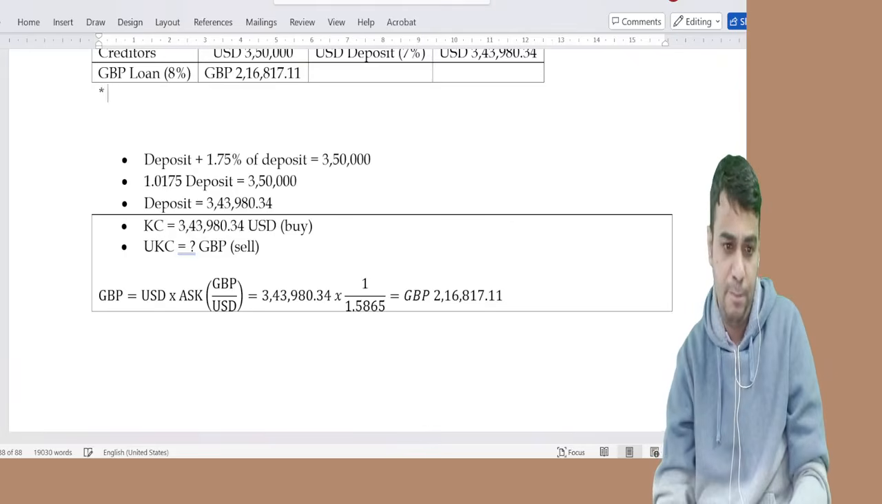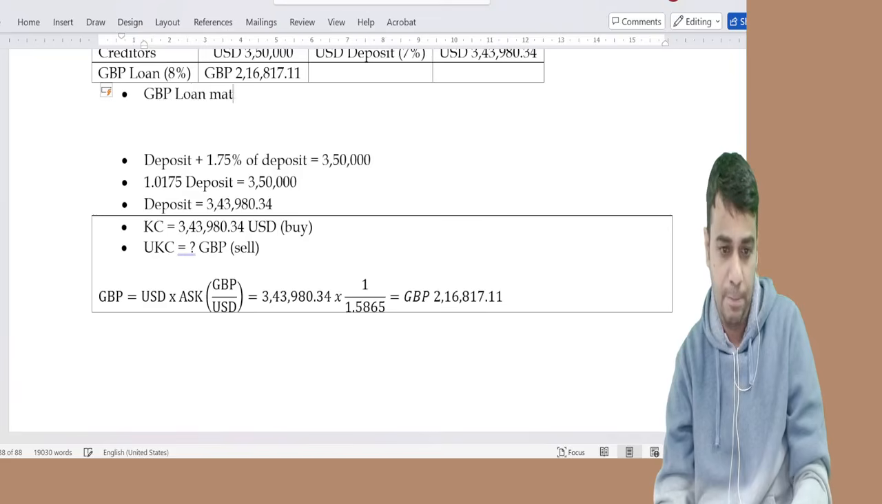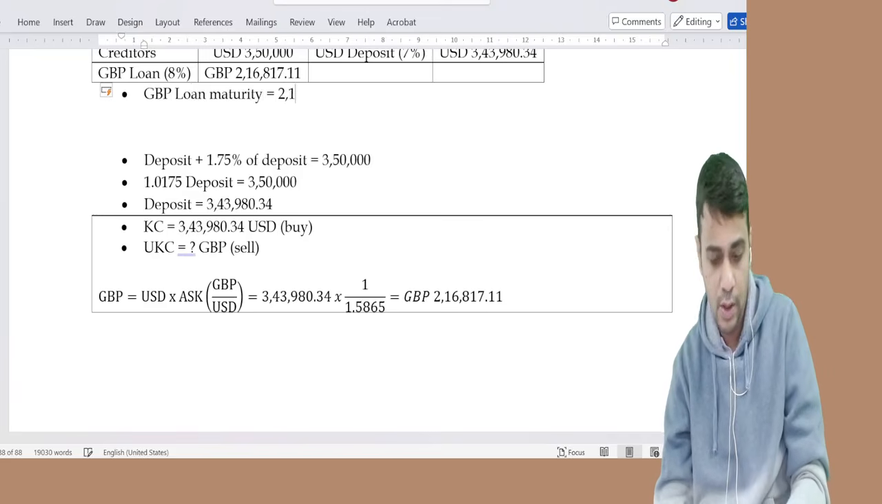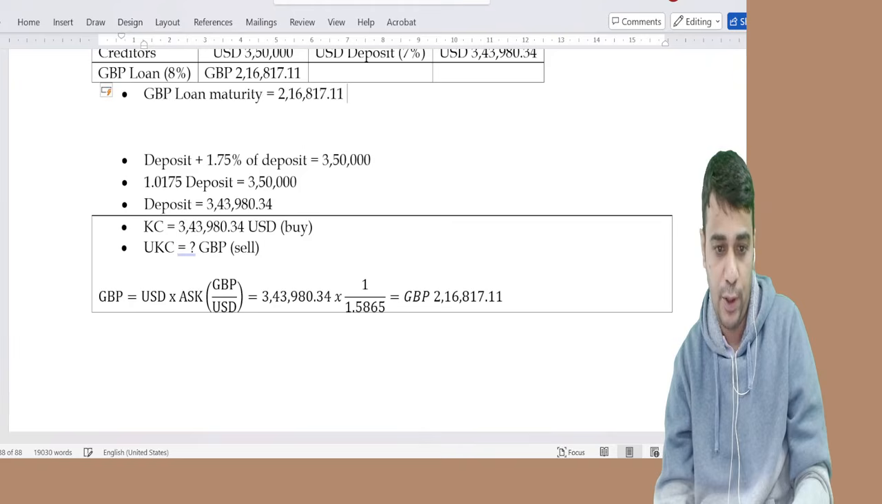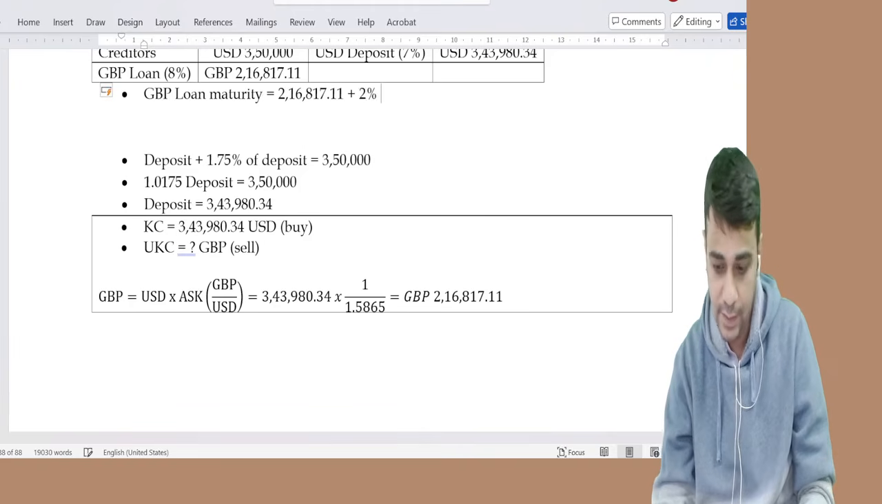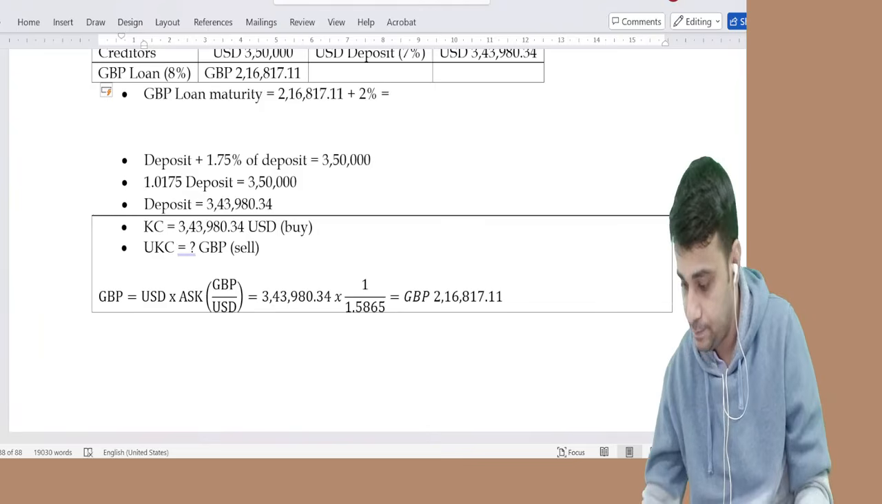All right, GBP loan maturity: 216,817.11 plus extra 2%.